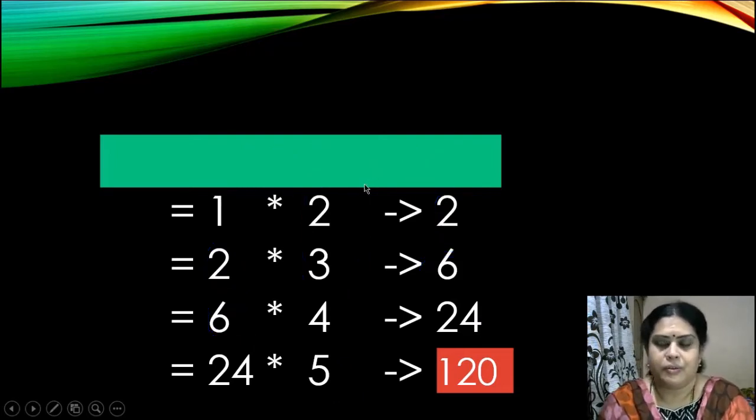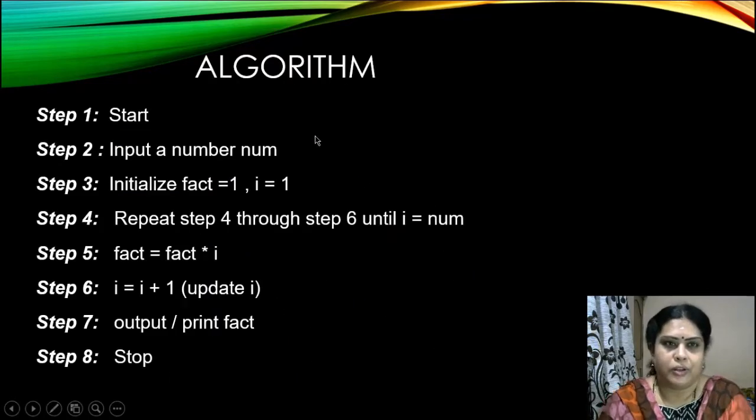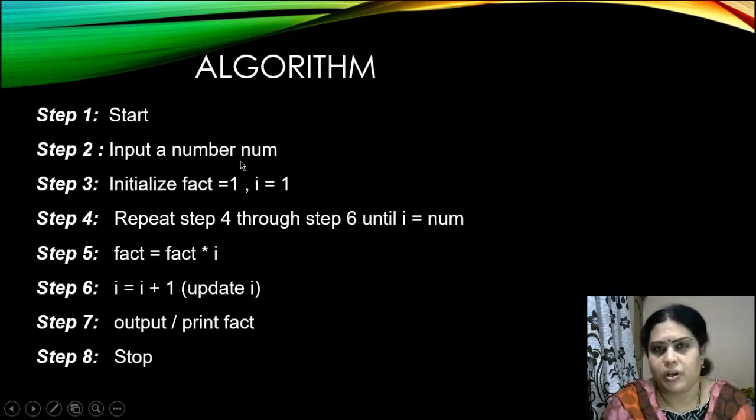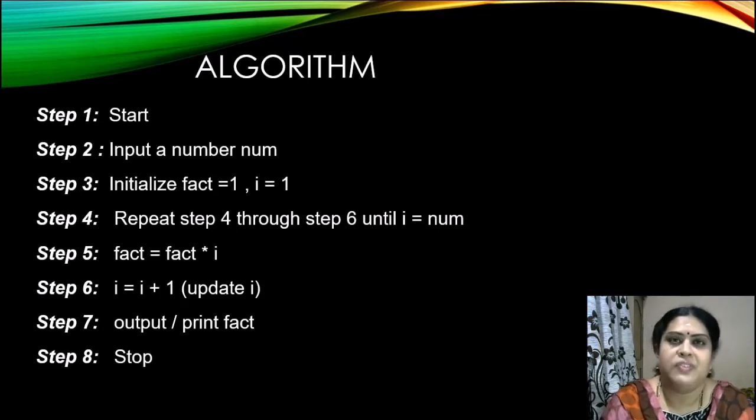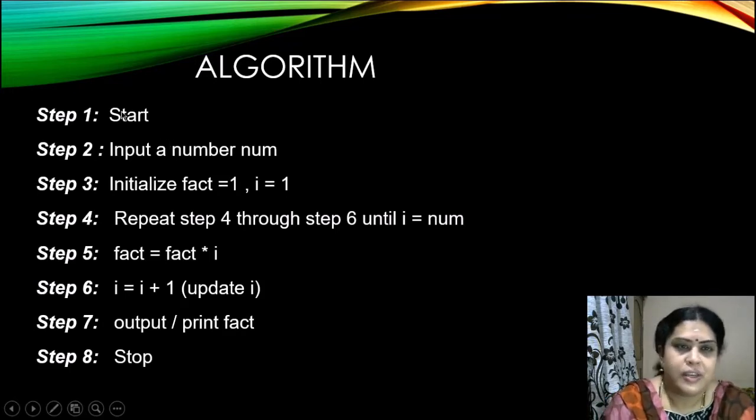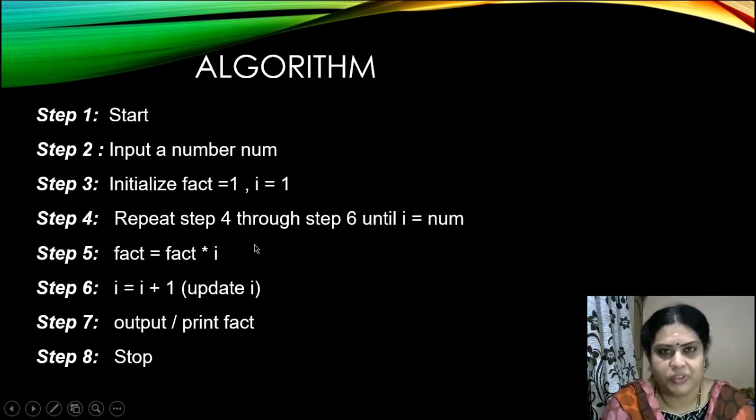Let us also look at the algorithm of this particular program. Algorithm means the definite steps that we write to solve the problem. Writing the program in a programming language is known as coding. Before that, whatever I explained as the logic, I have put in a set of definite steps, so that it is easy for us when we start coding. I'll just read out the algorithm here.